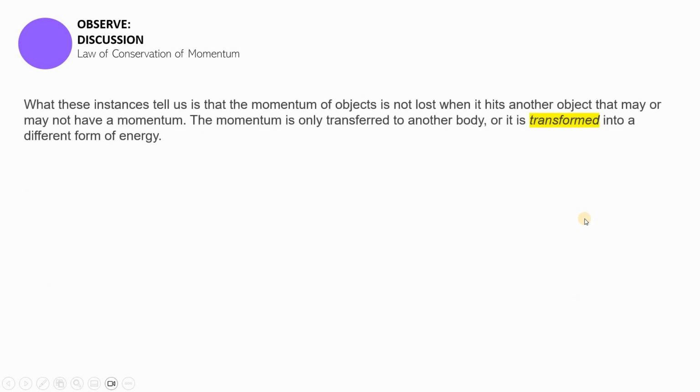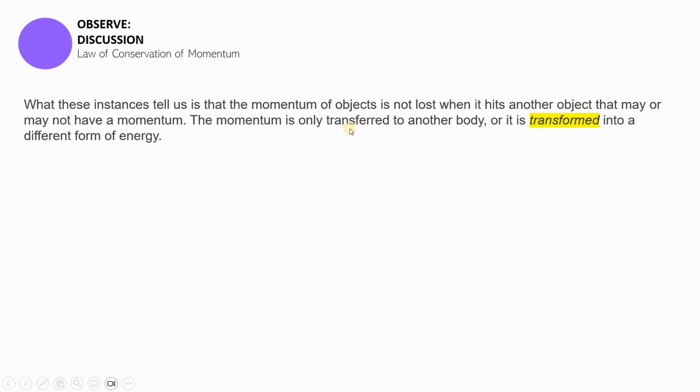Now, what those instances tell us is that the momentum of an object is not lost, hindi siya mawawala, when it hits another object that may or may not have a momentum. Dun sa mga stationary na mga coins na walang momentum, they will still be absorbing the momentum coming from that moving coin. Okay? And dun naman sa last na dalawang coins na pinagbangga mo, they will be absorbing each other's momentums. The momentum is only transferred to another body, or it is transformed into a different form of energy.